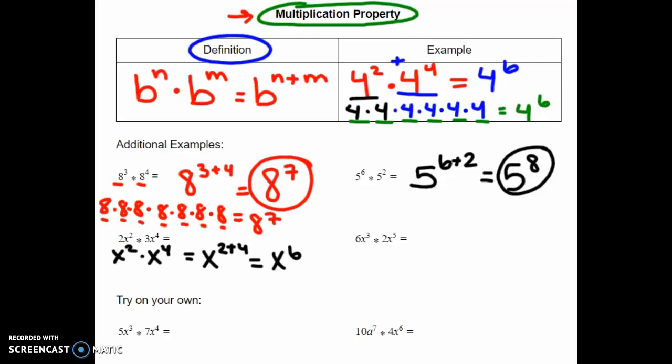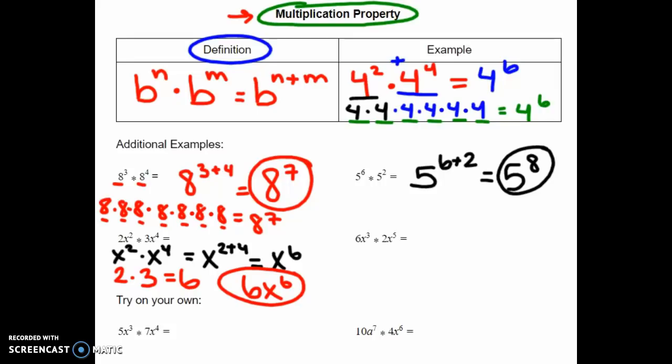Now, I haven't forgotten about the numbers out in front. When we have these numbers out in front like this, we can just do regular multiplication. So when I have 2 and 3, well, elementary, 2 times 3, we get 6. So I have 6, and I also have x to the 6th that I found up here. So all we have to do is put them together. And we typically put the number out in front of the variable with the exponent.